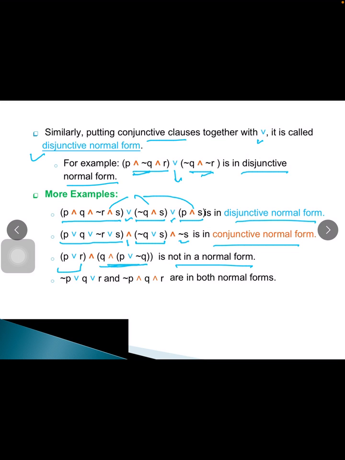If we have, suppose, negation P or Q or R, and another one negation P and Q and R, these both are normal forms, right? Because here all propositional variables are connected with one connective, that is the disjunction. So this is the disjunctive clause, and here all variables are connected with the conjunction. This is the conjunctive clause. So both are called normal forms. Clear?